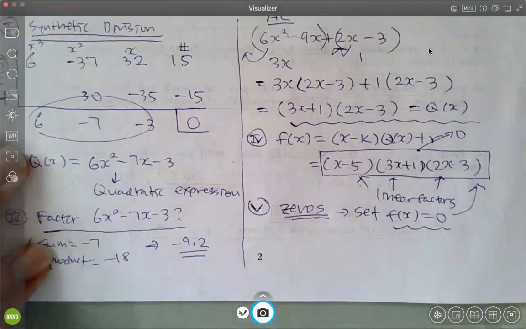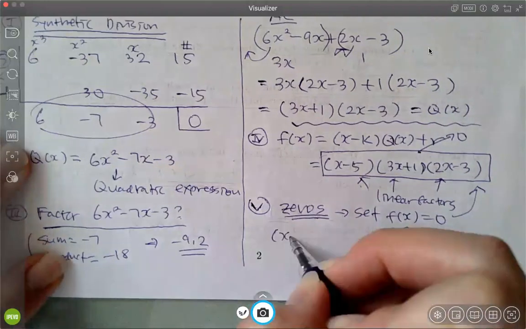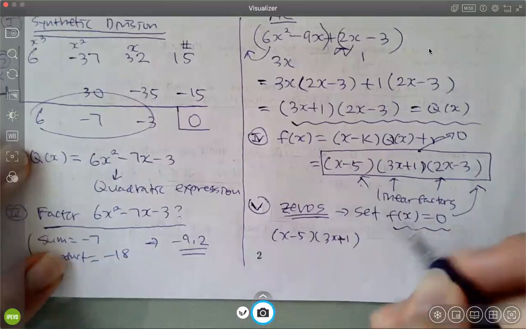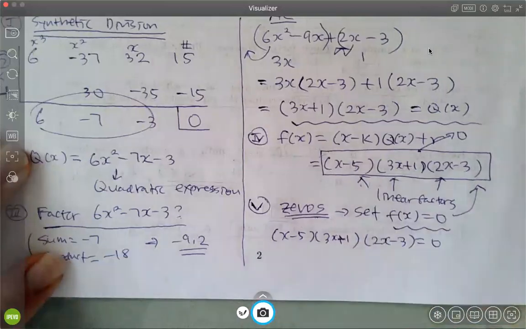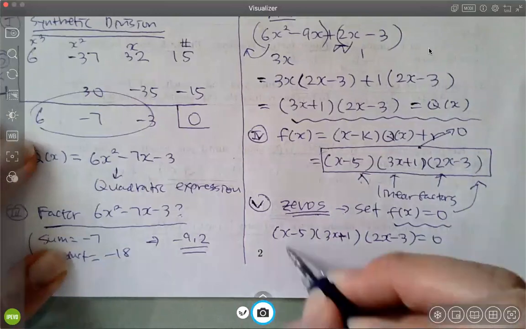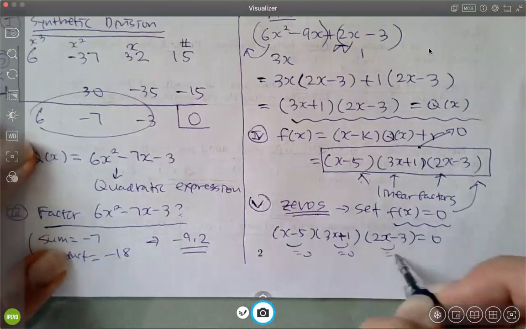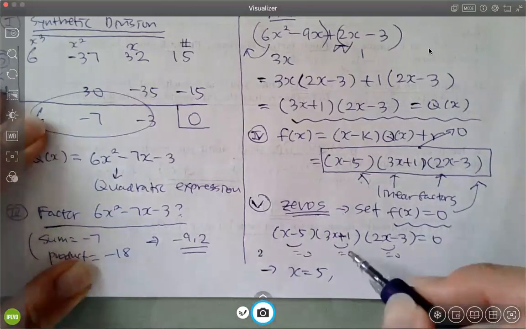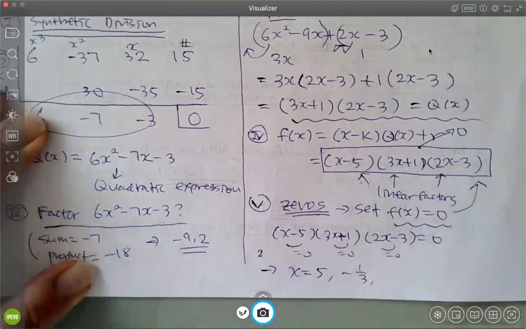So you get x minus 5 times 3x plus 1 times 2x minus 3 is equal to 0. Now what do you notice here? You multiply three things and the answer is equal to 0. So that means one of them has to be 0, right? So what do you get? x is equal to 5 from here, and then from here you get negative 1/3, and from here you get positive 3/2, right?